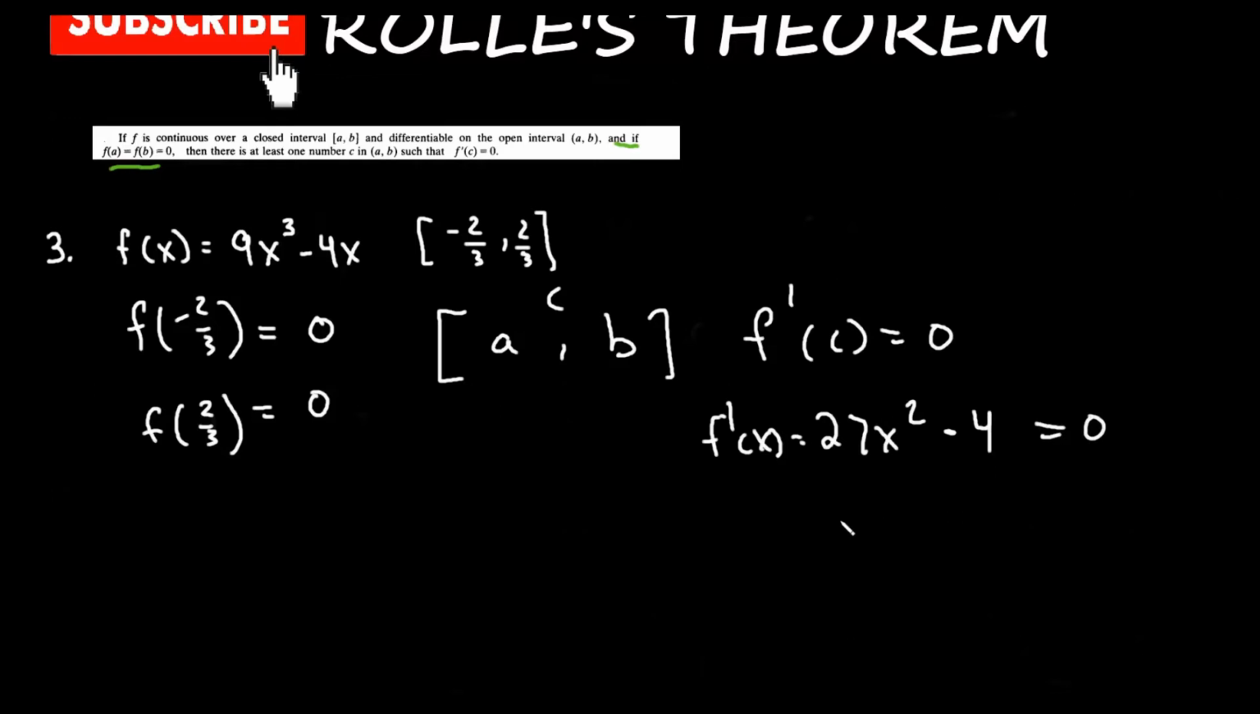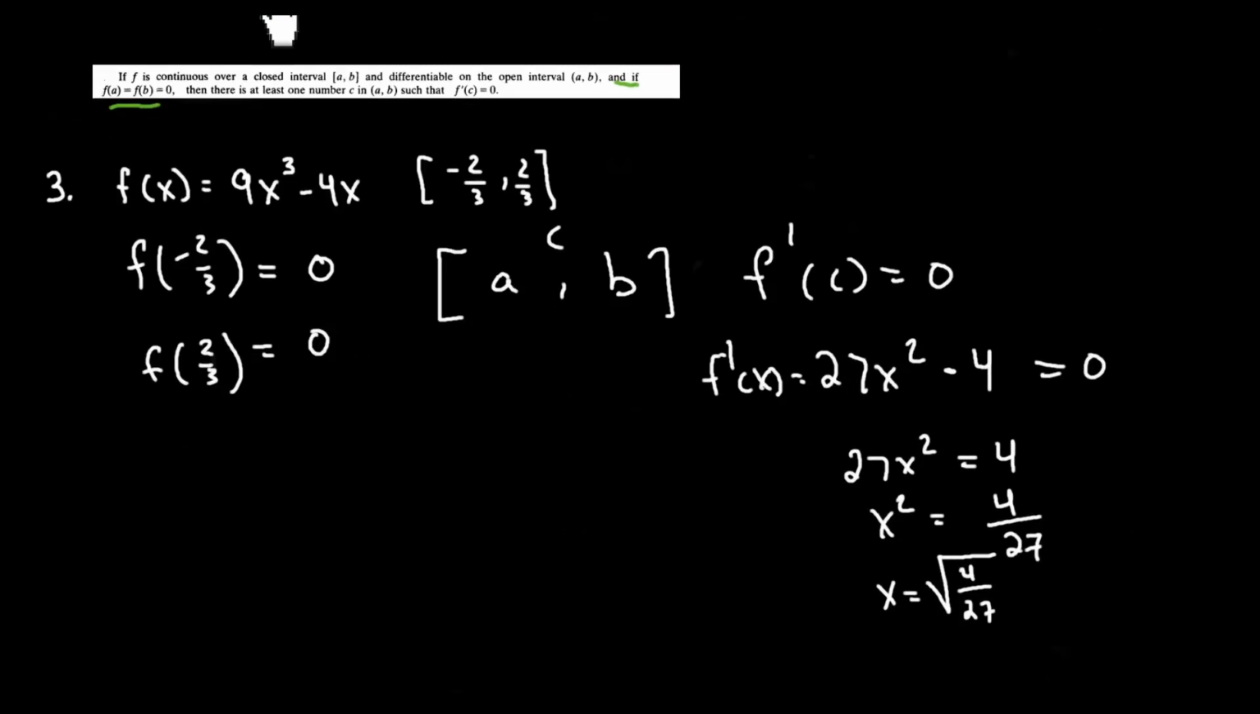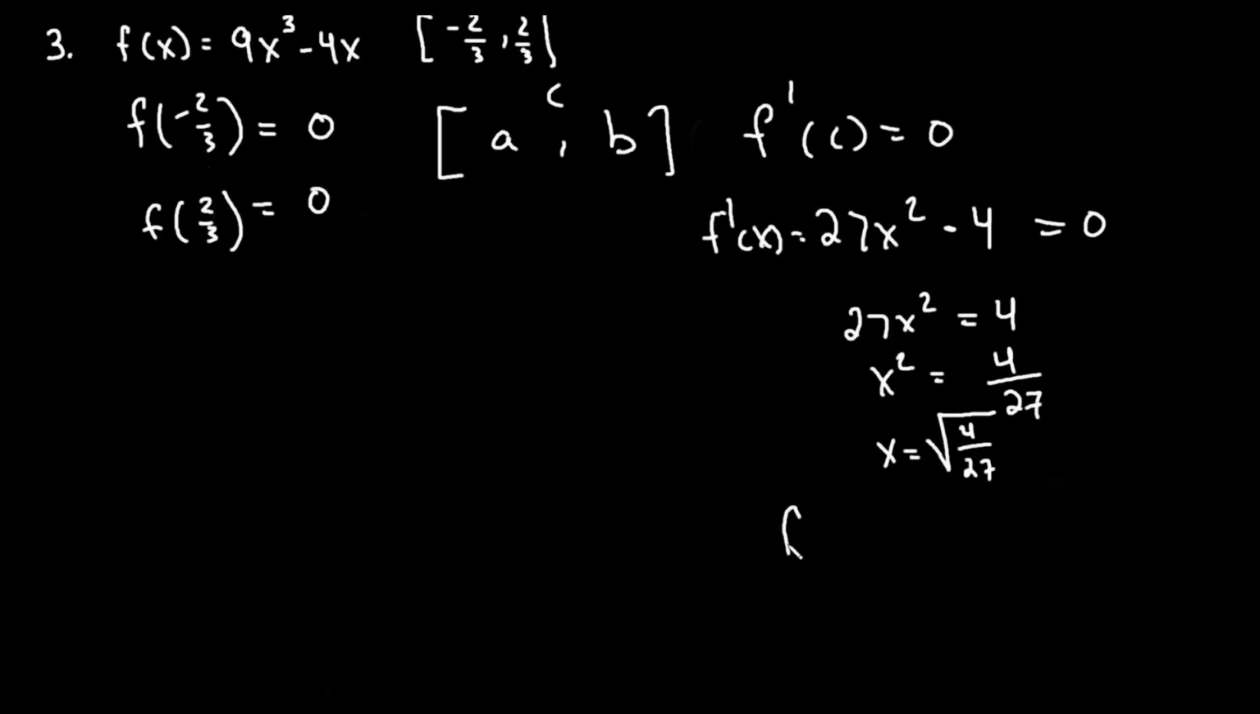We set it equal to 0. 27x squared is equal to 4. x squared is equal to 4 over 27. x is equal to root 4 over 27. So this is c. If I plug it into f prime, you do get 0, which is Rolle's theorem.